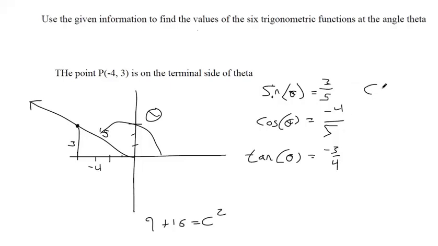So cosecant, that's nice and quick. It's just 5/3. Just flip it. Secant of theta, I dropped the theta in the last one. That's negative 5/4, just flipping it. And then cotangent, that's just negative 4/3.